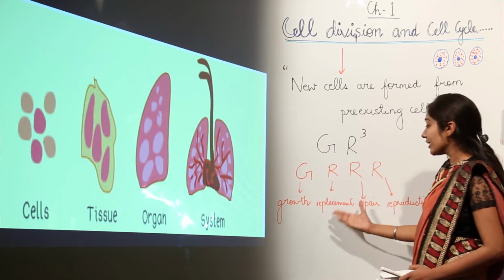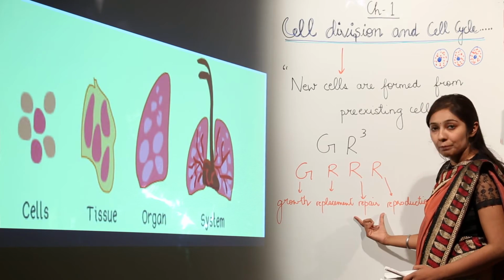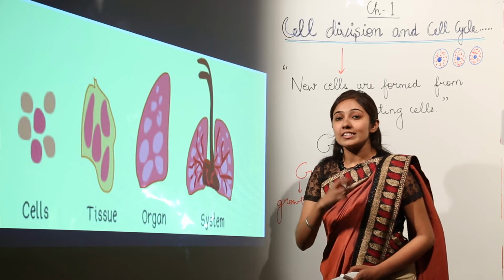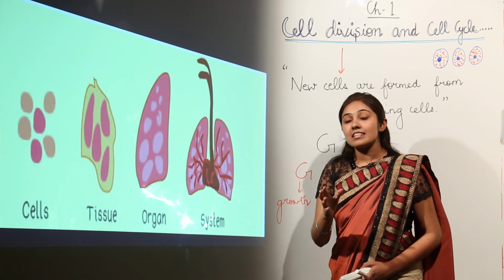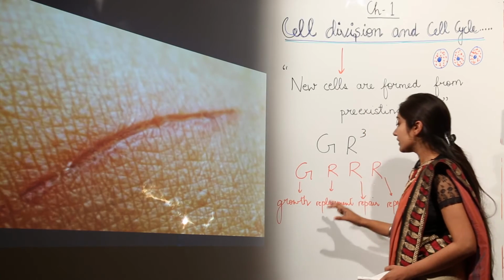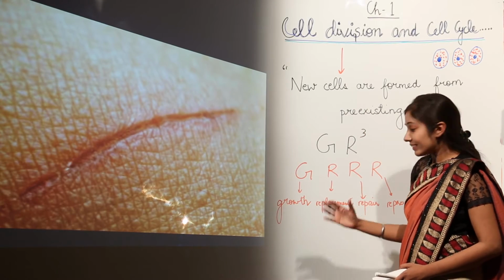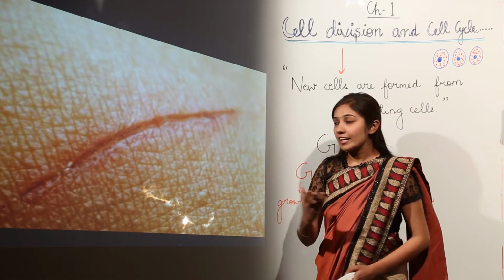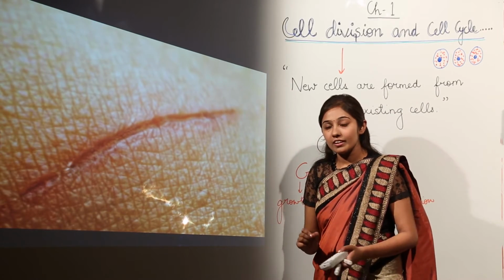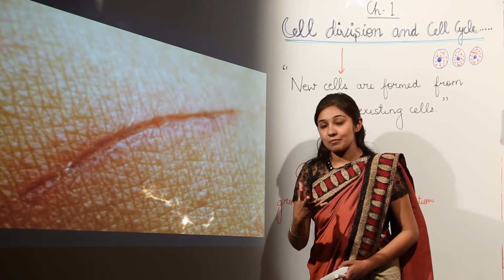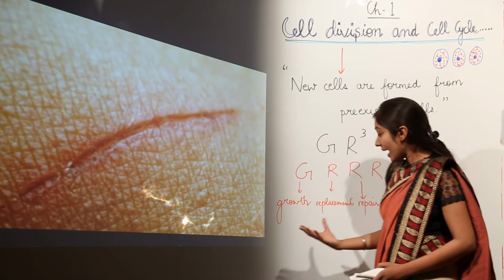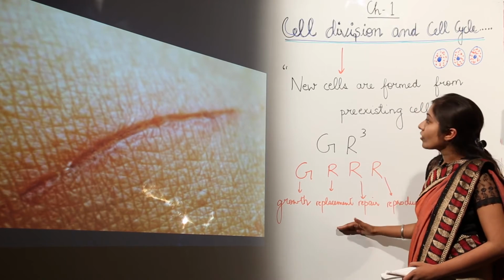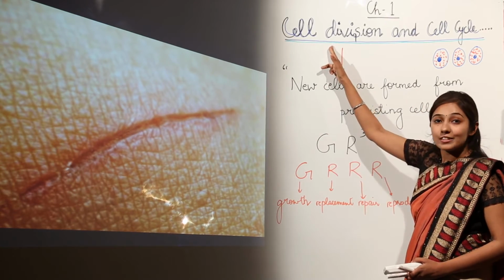Now, we move to the second point, that is replacement and repair. You all know that in our body the cells are gradually dying and the dead cells need to be replaced. So, these cells need replacement. These cells also need repair. Sometimes you must have felt that when you have got a cut on your skin, it usually gets healed. It usually gets repaired. And by which process is this replacement and repair possible? That process is nothing but cell division.